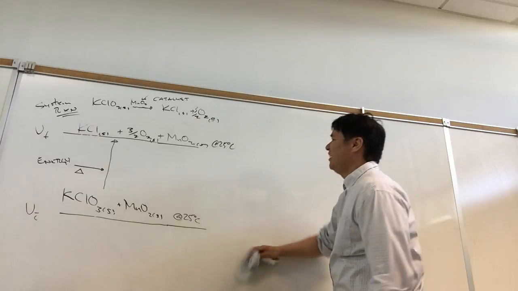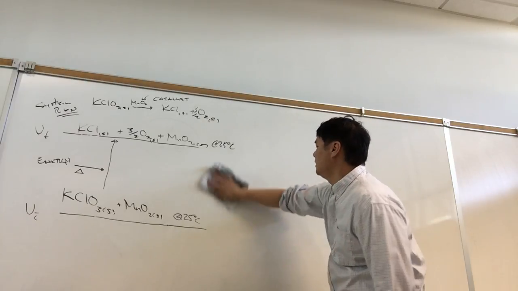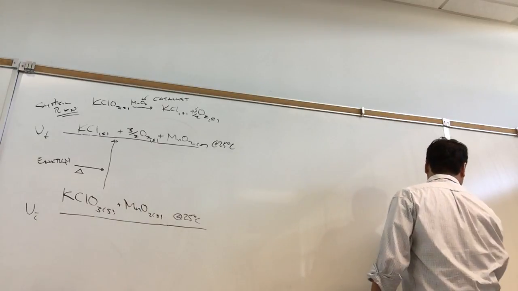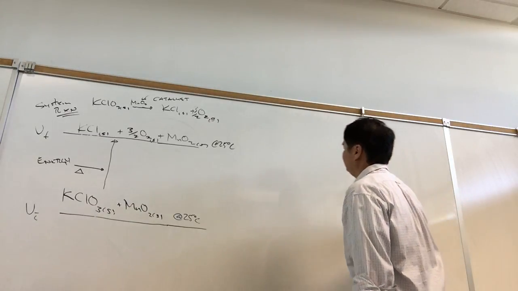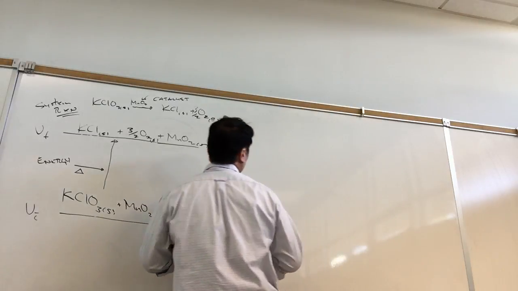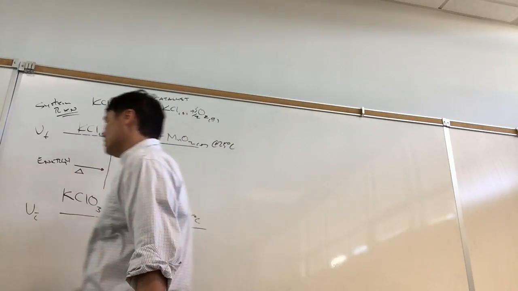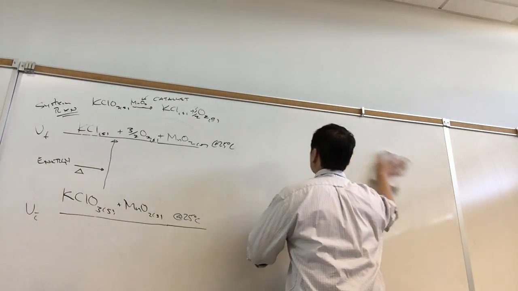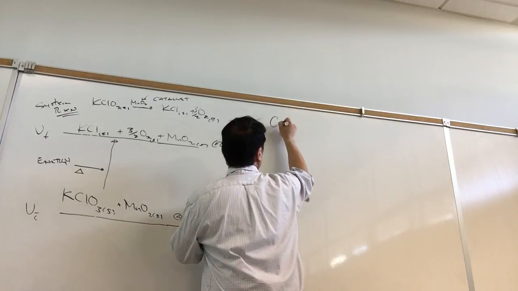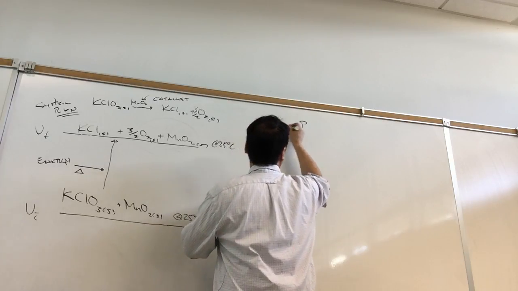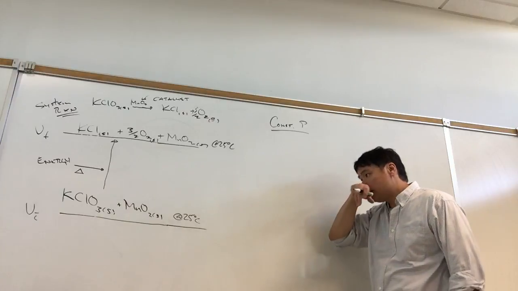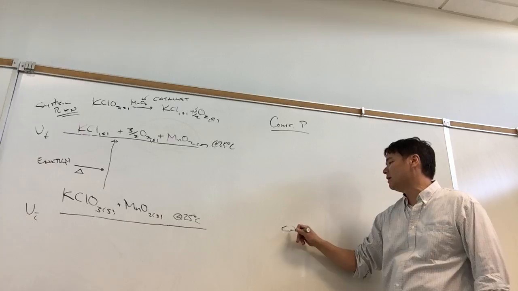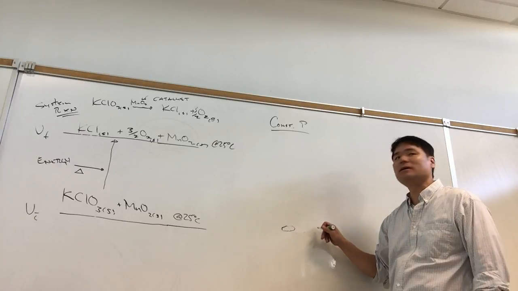All right, the other way we could do this reaction is under constant pressure conditions. This is maybe more simple because we start off with some potassium chlorate and some MnO2. This is about 60 mils, we said, roughly.